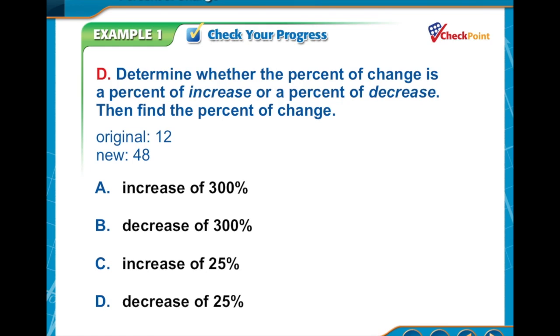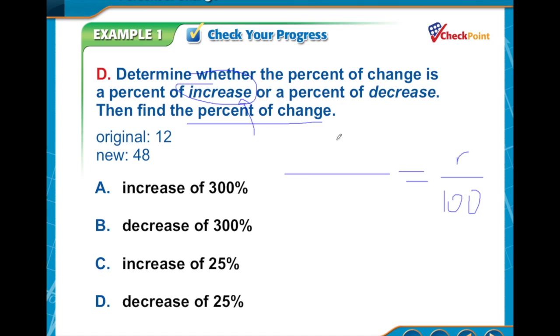1D, same process. So first, are we going up or down? Is it an increase or a decrease? If we start at 12 and we end at 48, clearly we went up. We increased a large amount. So we know we have an increase. Now we need to find the percent of change by setting up that proportion. So same process. I know on the right I'm going to have some percent over 100. We don't know what R is yet. We have to find it.